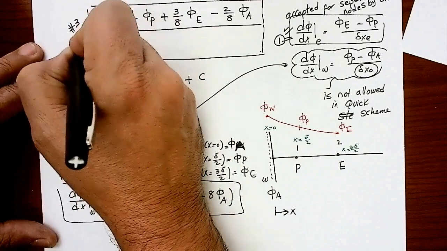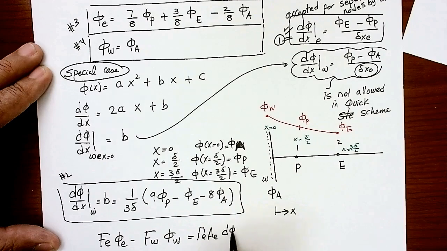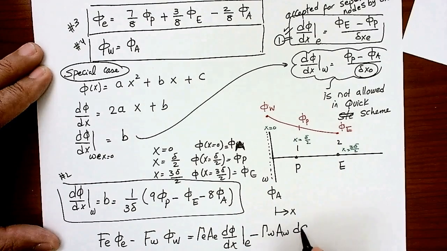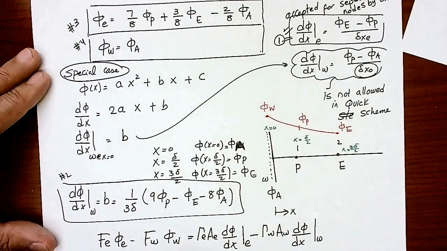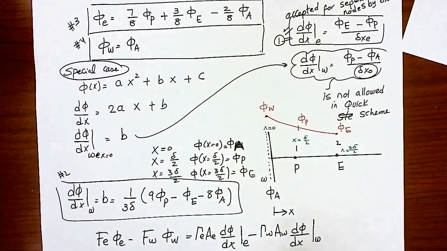You're going to take these 4 equations and go into F east phi east minus F west phi west equals kappa east A east d phi by dx on the east face minus kappa west A west d phi by dx on the west face. Now we're going to substitute these 4 equations into this formula and see what the final result looks like.